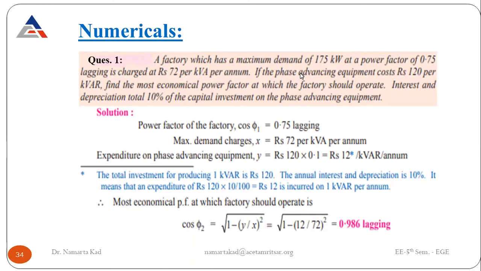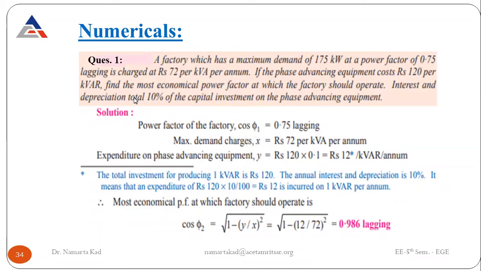If the phase advancing equipment costs, what is this phase advancing equipment? That is the same as the power factor improvement device. Here they are using the words phase advancing equipment. If the phase advancing equipment costs ₹120 per kVAR, as we know that these equipments always supply us reactive power for improving the overall power factor. So its cost is ₹120 per kVAR. Find the most economical power factor at which the factory should operate.